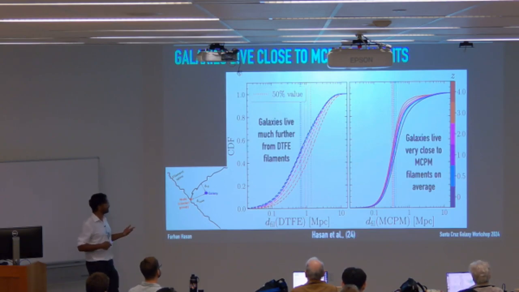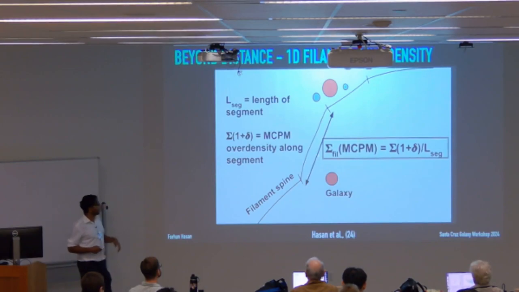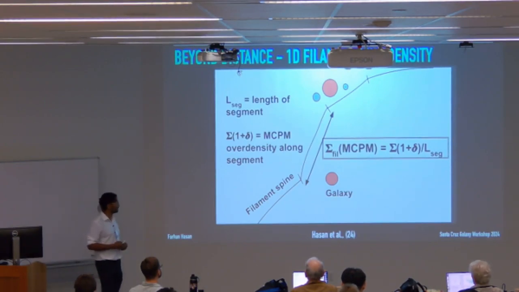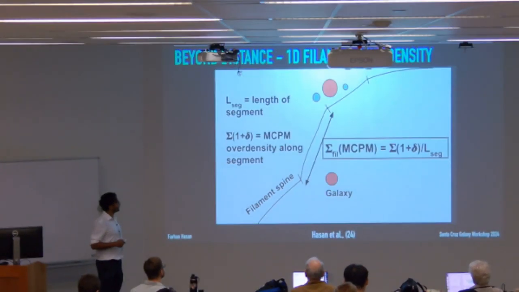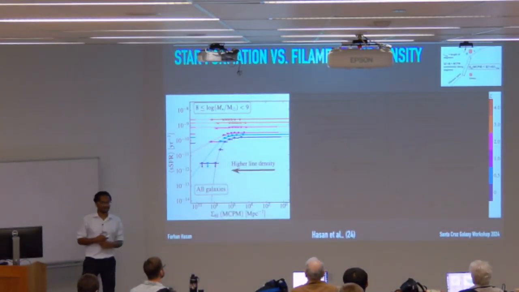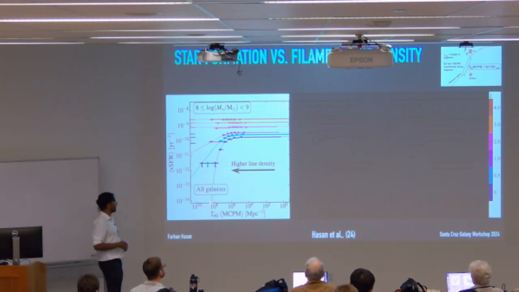So we adopt a different approach. We estimate what we call the filament line density, right? So it's a 1D measure. Basically, you're considering the filament segment that's closest to a galaxy, and you're summing up the MCTM overdensity along that segment, and you divide by the length of the segment, so per length. And then we can study galaxy properties as a function of this filament line density. So that's what this figure is.